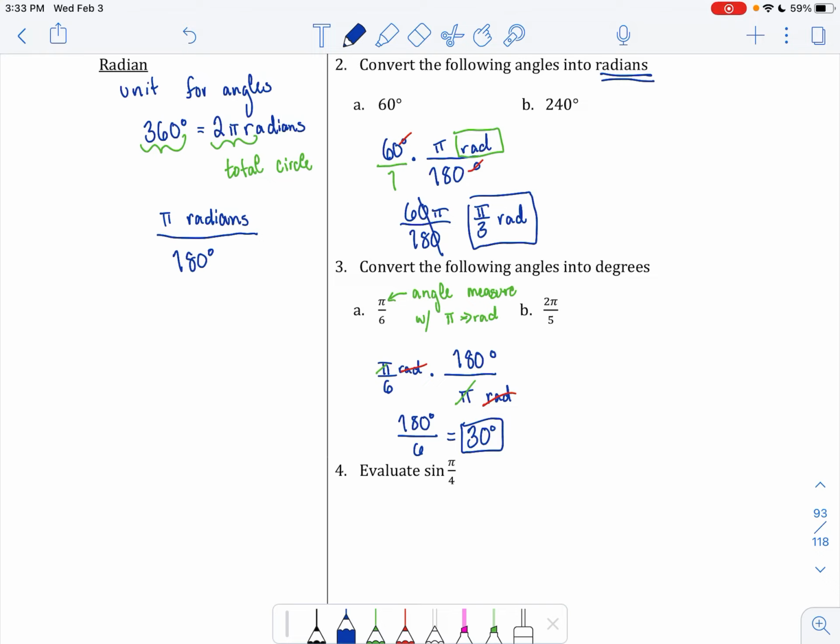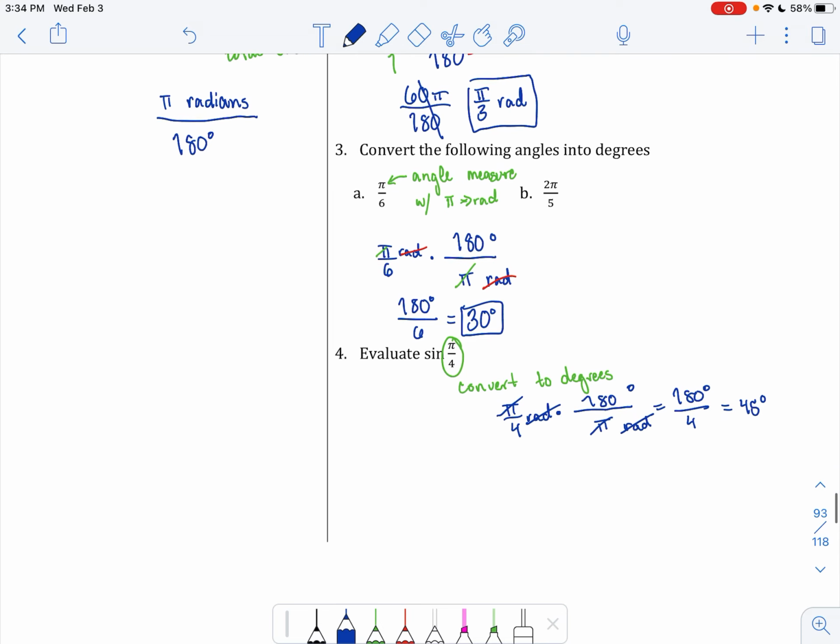In number 4, it says sine of pi over 4. Now, since radians are brand new, I often recommend to just convert to degrees to start with. You'll get used to radians and you'll stop having to convert all the time. But for the first part, I'm just going to convert to degrees. So if I have pi over 4 radians, just like I did in the problem above, I'm going to convert to degrees, cancel out radians, and I'll use 180 and pi. Pi cancels, radians cancel, and I end up with 180 divided by 4, which is 45 degrees.